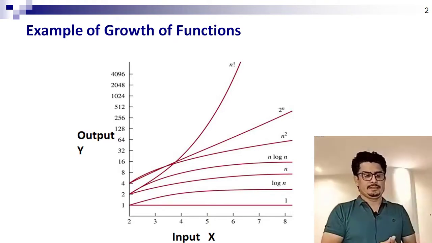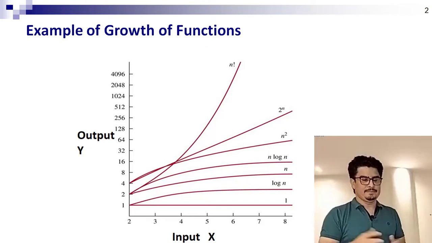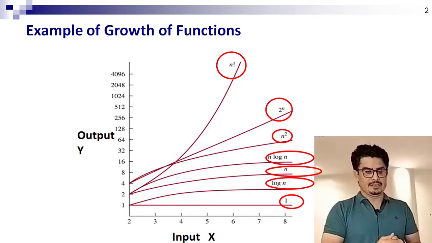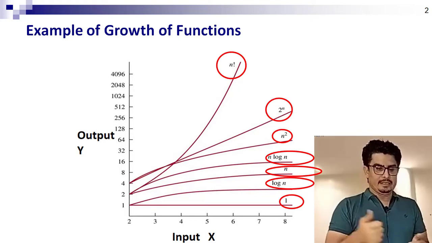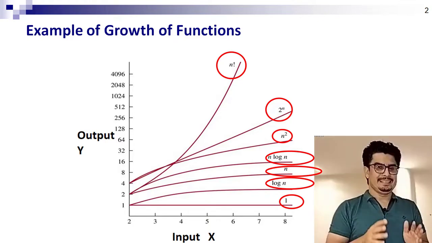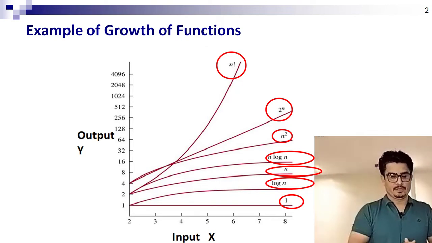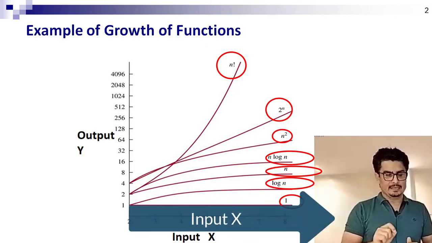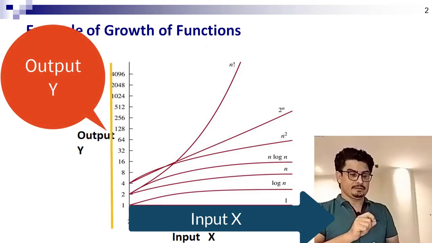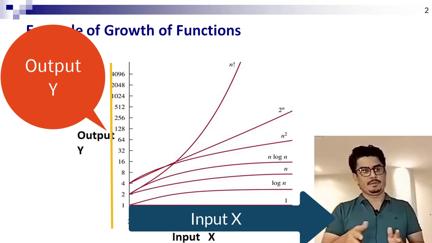So it's very important. Here you can see examples of growth of functions like log n, n log n, and n square, then exponential, and we can see the factorials. These are the different functions reacting on different inputs. On the x-axis we can see different inputs, and on the y side we can see the output of these particular functions.